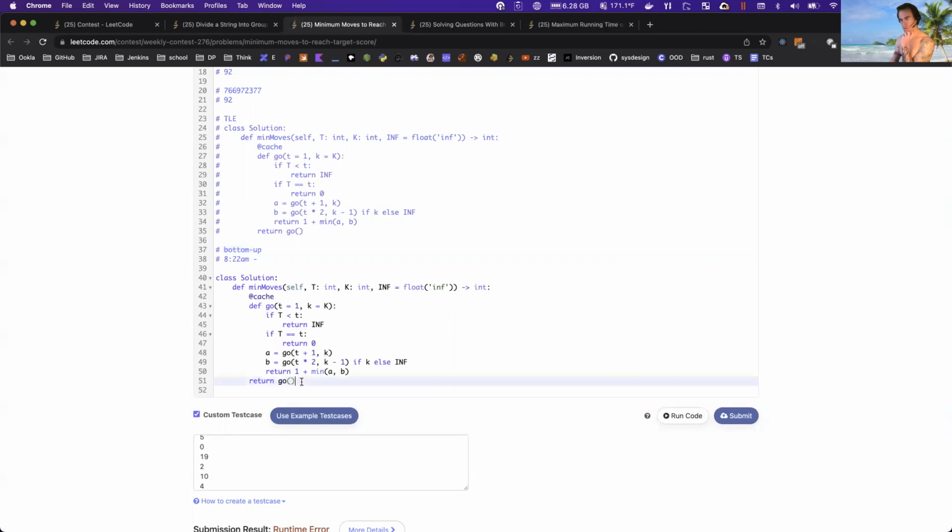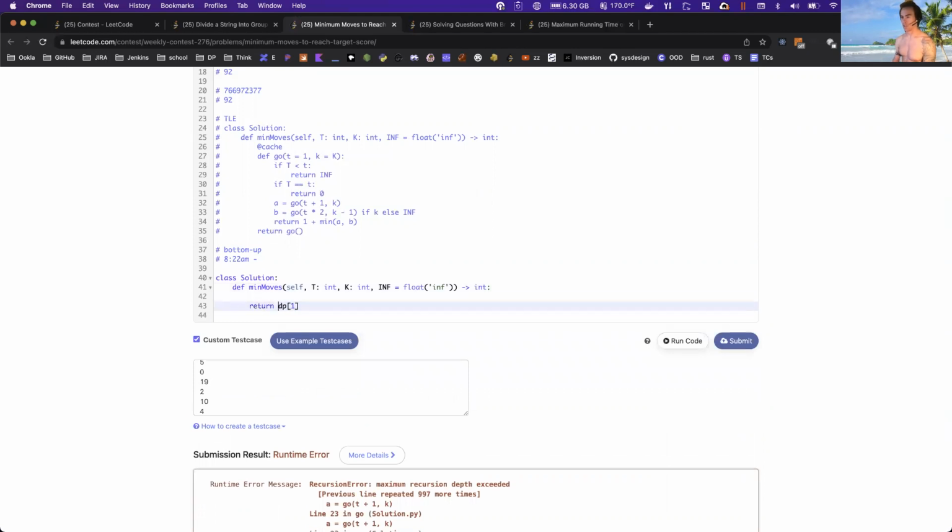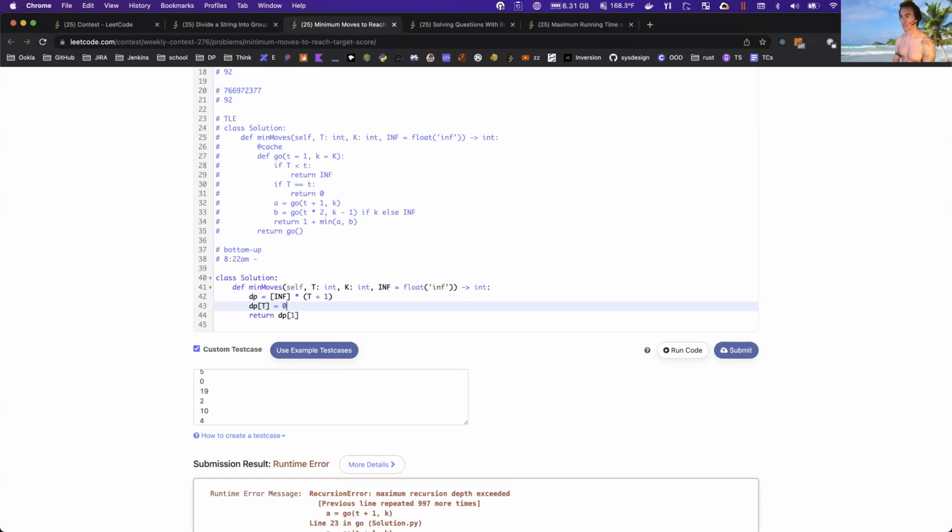Okay, so let's start at the total one and go up, or we can go down to one. Either way works. Let's just follow the recursive stack explicitly, and then just return DP sub one as the final solution. And then DP will be our array, and it will be infinity times T plus one. DP sub T is equal to zero, so that's our base case.